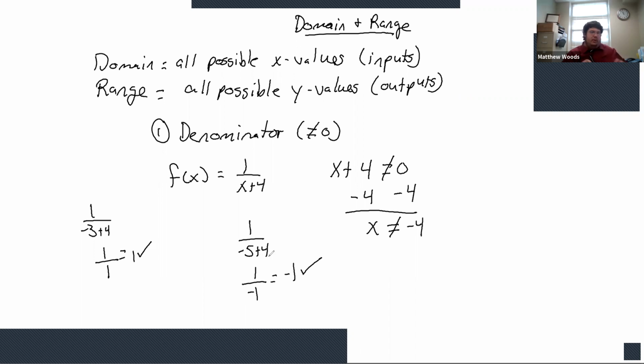It's not going to matter what you put in there as long as you don't put negative 4 in there, because what happens is you get 1 over 0. And if you put that into the calculator, you'll get something that says basically that it does not exist. So denominators, you set not equal to 0, and you solve for what it cannot be equal to.